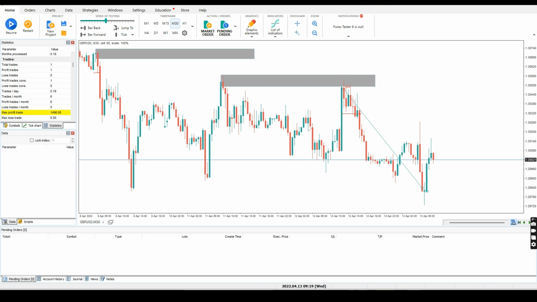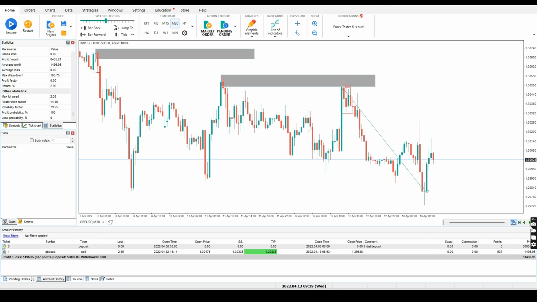And this was absolutely amazing. We just took one trade and you can see that already we're up almost $1,500 right here. That we were able to do that. Our balance was 50,000 and we just made about 1,500, which is absolutely amazing.